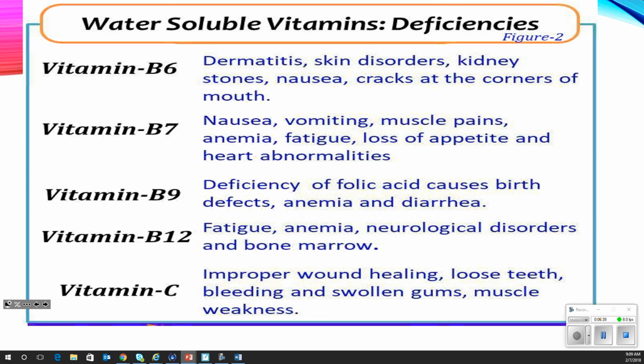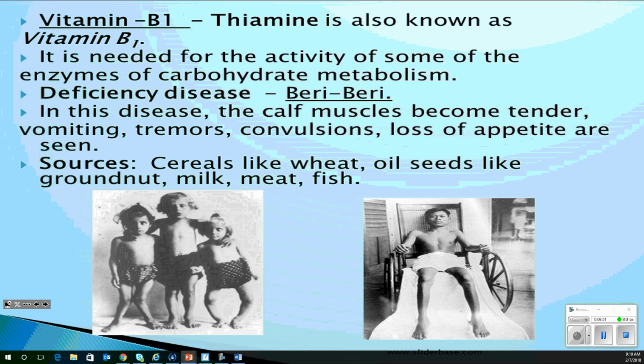Vitamin C, if you are deficient in this, wounds don't heal very well. You have loose teeth and bleeding and swollen gums and muscle weakness. So you see there's a lot of deficiencies that can cause a lot of problems.